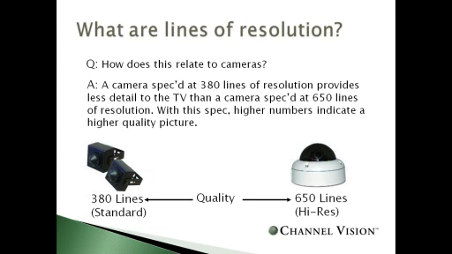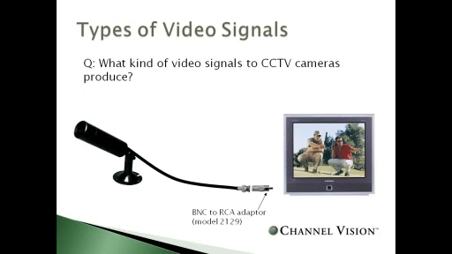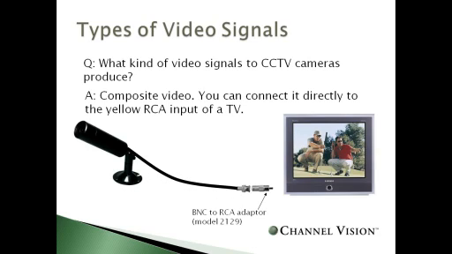So how does this relate to cameras? Well, the higher number of lines of resolution equates to the better picture quality. Cameras range from 380 TV lines up to 700, and 650 for high resolution these days. What types of video signal does my camera produce? You do produce a composite video image, which can be connected directly to your television using a composite video connection.